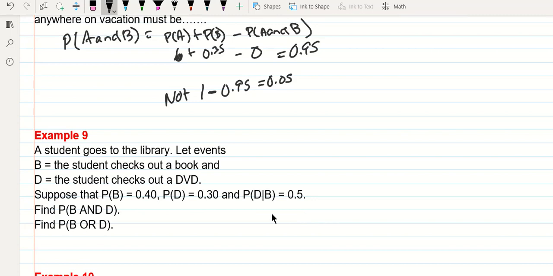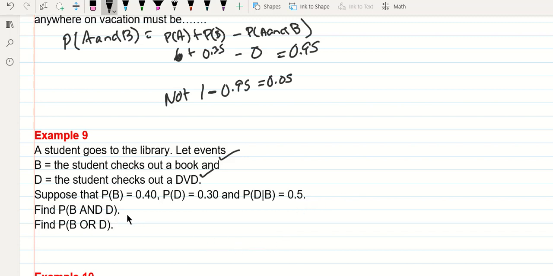Example number 9. We'll do 2 more. A student goes to the library. Let event B be that the student checks out a book, and event D be that the student checks out DVDs. Suppose the probability of B is 0.4 and the probability of D is 0.3, and the probability of D given B is 0.5.